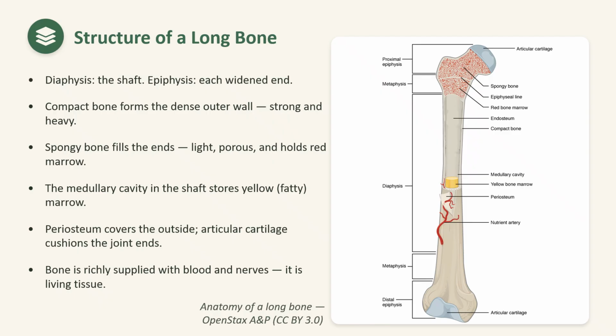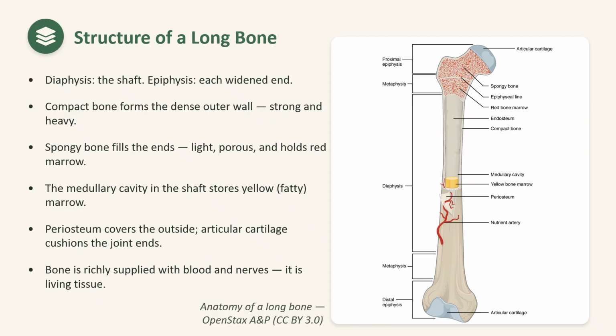Now let's take a single bone apart, using the femur-style long bone on the right. The long shaft is the diaphysis. The widened ends are the epiphyses, one at each end. Look at the two kinds of bone tissue. The outer wall is compact bone, dense, solid, and strong, built to resist the forces of weight and impact.